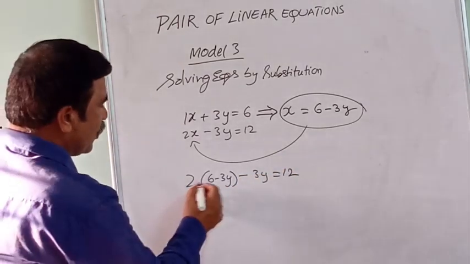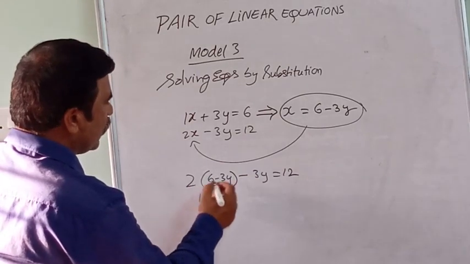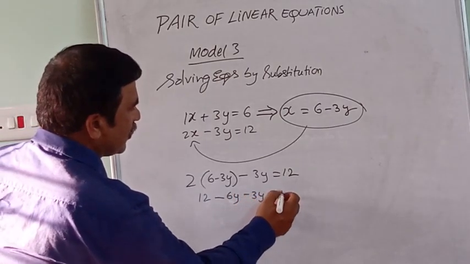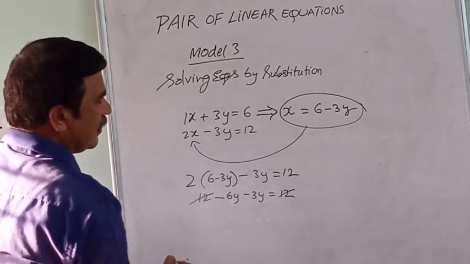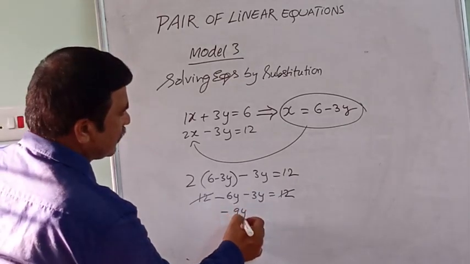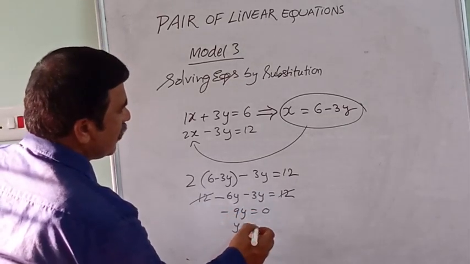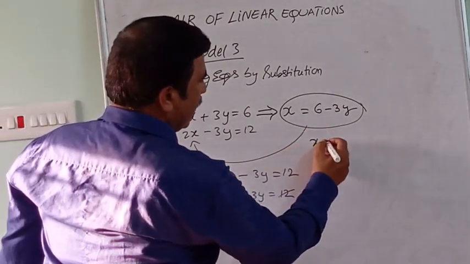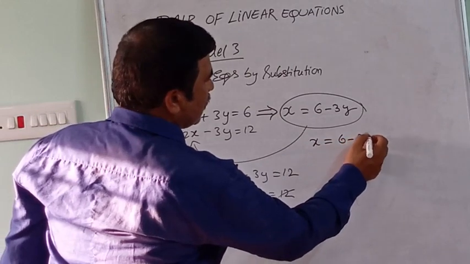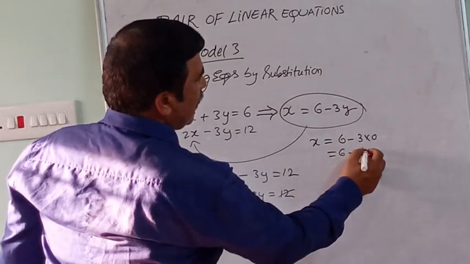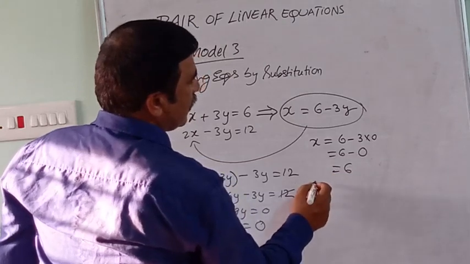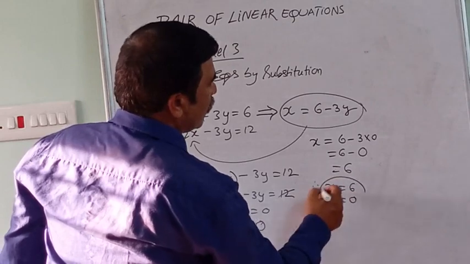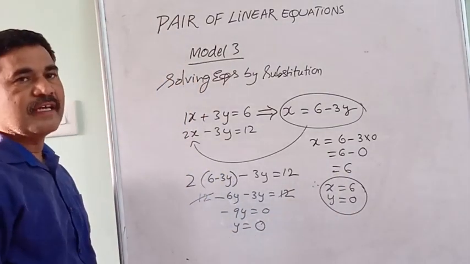Multiply 2 into 6, 12. 2 into minus 3y, minus 6y, minus 3y is equal to 12. 12 cancels. Therefore, minus 9y is equal to 0. That means y is equal to 0. Substitute this value here. X is equal to 6 minus 3 into 0. 6 minus 0, that is equal to 6. Therefore, x is equal to 6, y is equal to 0 is the solution of this equation.